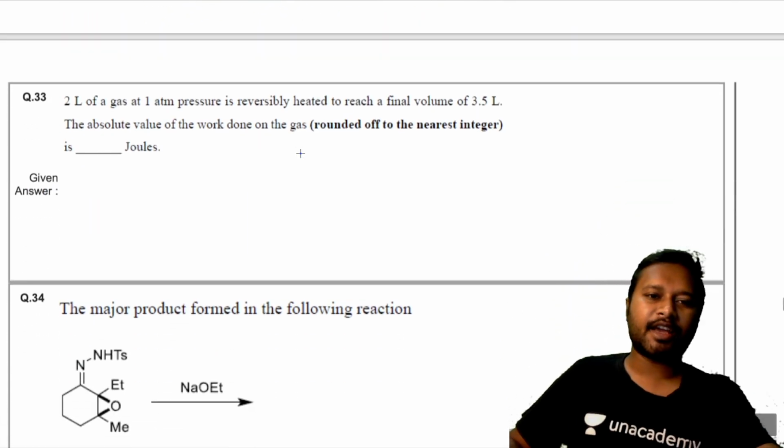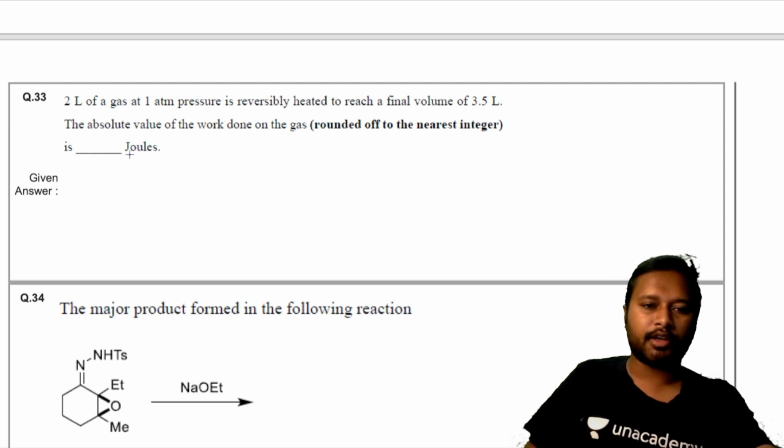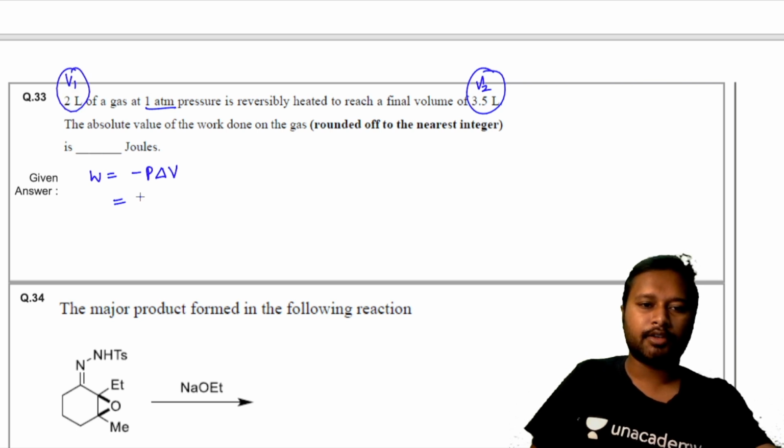It says 2 liter of gas at 1 atm pressure is reversibly heated to reach a final volume of 3.5 liter. The absolute value of work done on the gas is being asked in joules. So here you have to use the formula W equals minus P delta V. The external pressure is 1 atm, V2 is 3.5 and V1 is 2 liters. So just put all these values. So minus 1 times (3.5 minus 2), and you will get minus 1.5, but the unit is going to be liter atm.